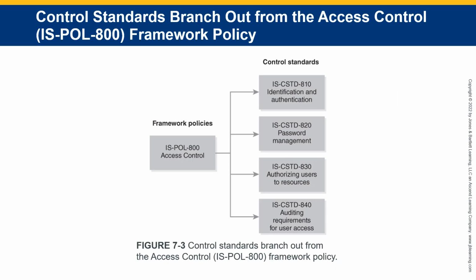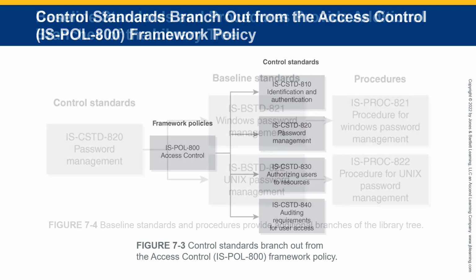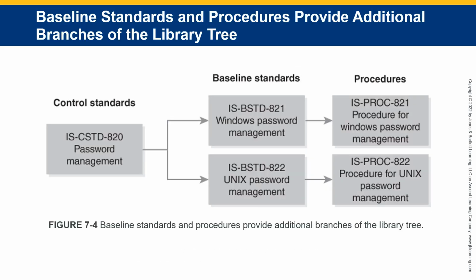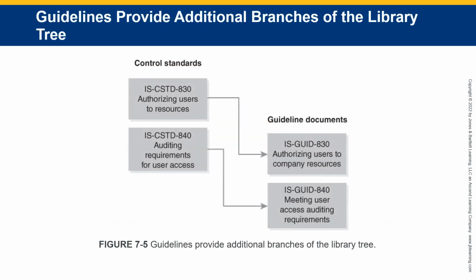This figure shows how the control standards branch out from the Access Control IS-POL-800 framework policy. This figure shows the baseline standards and procedures which provide additional branches of the library tree. Figure 7-5 provides you an overlook of the guidelines that provide additional branches of the library tree.